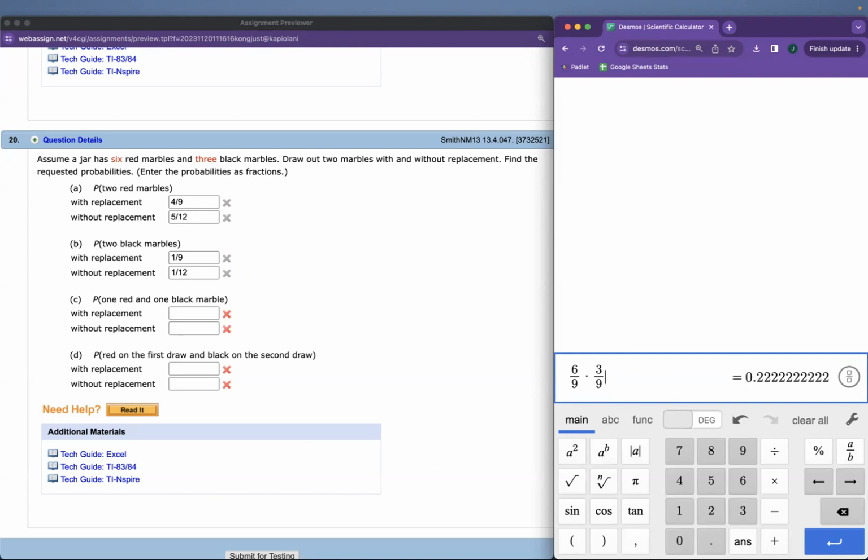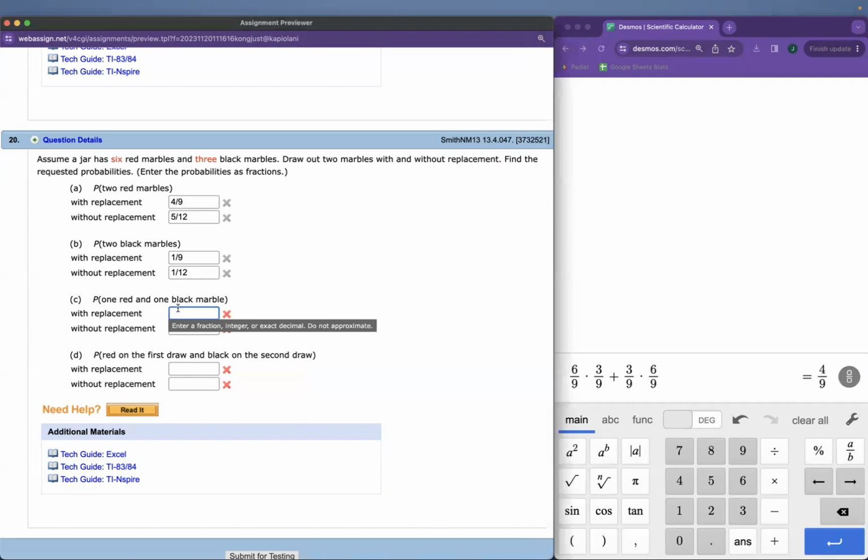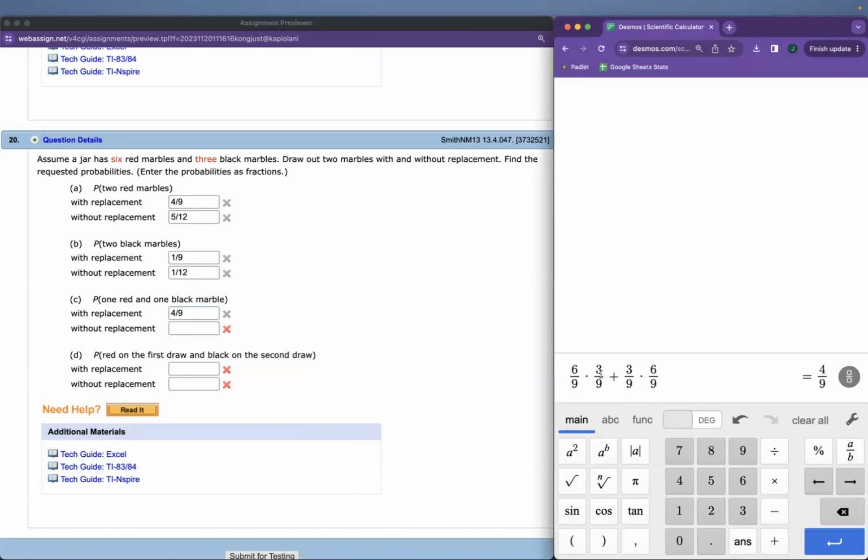That's if the first one is red, second one is black. But I got to add that to the probability of the other thing that could happen, which is I could pick the black first. So I got to reverse it. It's 3 out of 9 times 6 out of 9 this time. That's 4/9. That's the first question. If you do not replace, so without replacement, this is going to change slightly. If I pick a red marble the first time, there's going to be 6/9 for that first pick. But the second time, when I go to pick the black marble, there's actually still 3 black marbles. That part doesn't change, but the bottom changes because there's 1 less marble overall.